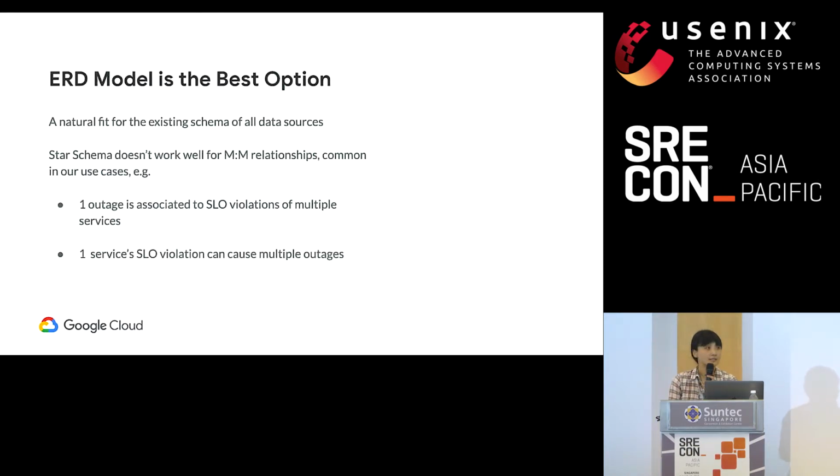For our use case, we found out the entity relationship model works best for us because it naturally fits how our raw data sources are organized. In addition, we found out in our data modeling, there are multiple M-to-M relationships that star schema doesn't deal with very well.